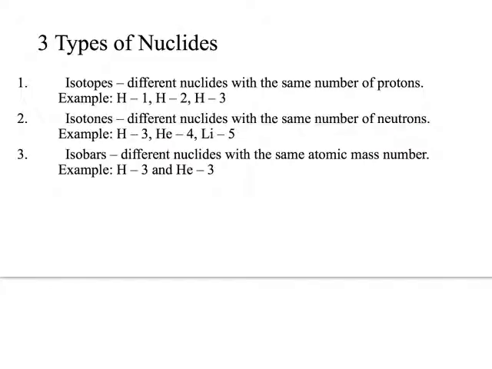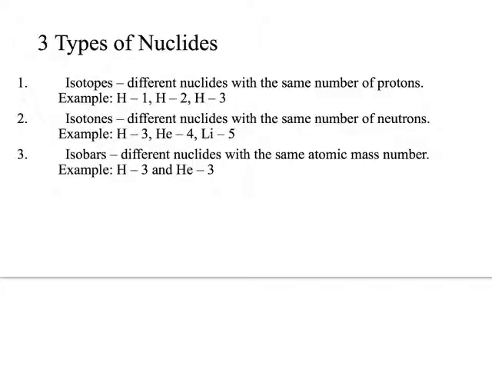So there's three types of nuclides. And if you look at your chart, I've kind of indicated how they relate to each other on this chart. There's isotopes, so these are different nuclides with the same number of protons. Okay, so the series of hydrogen atoms that we just looked at would all be isotopes of each other. And we mentioned that one of them was radioactive, so we could call it a radioisotope, right? But they're all atoms of hydrogen.